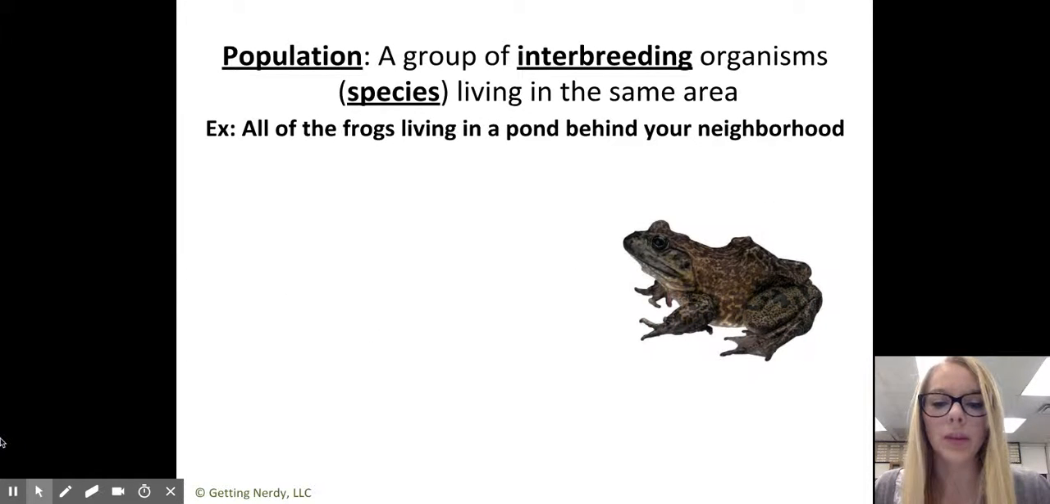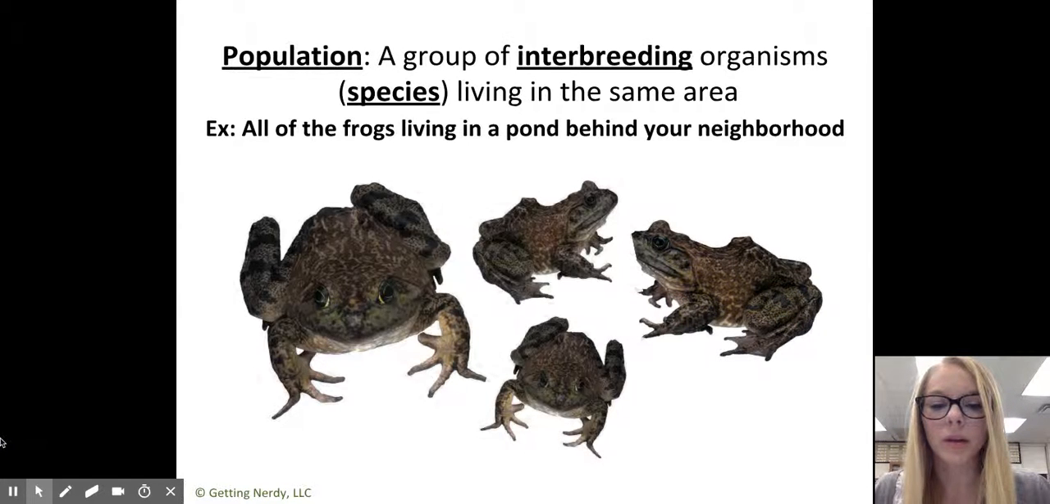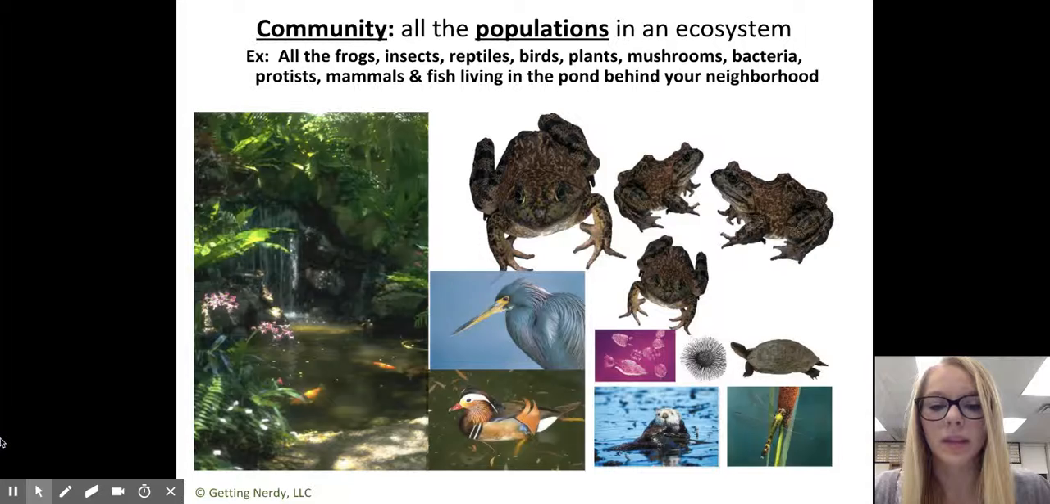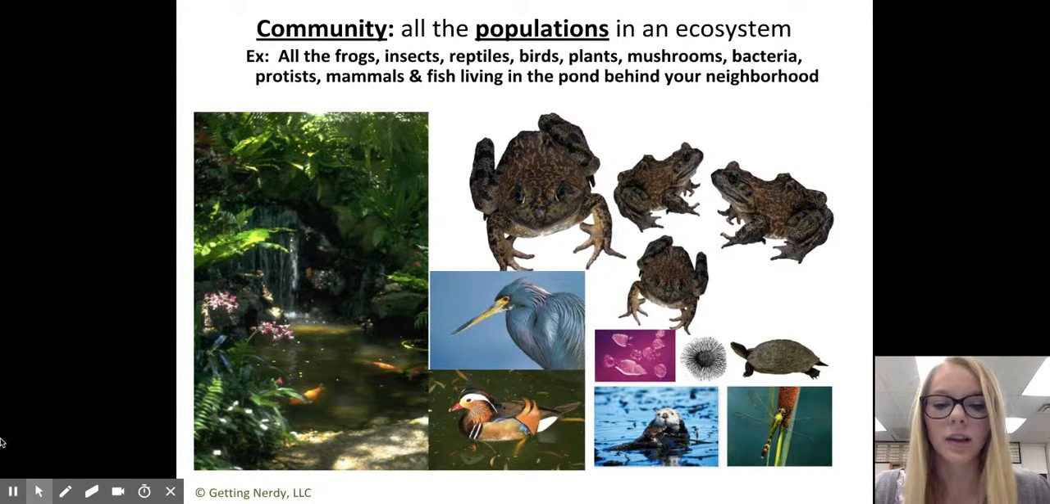A population is a group of interbreeding organisms living in the same area. An example would be all of the frogs living in a pond behind your neighborhood. All of the populations in an ecosystem make up the community. This would include all of the frogs as well as other living plants and animals living in the pond behind your neighborhood. Your seventh keyword is space.